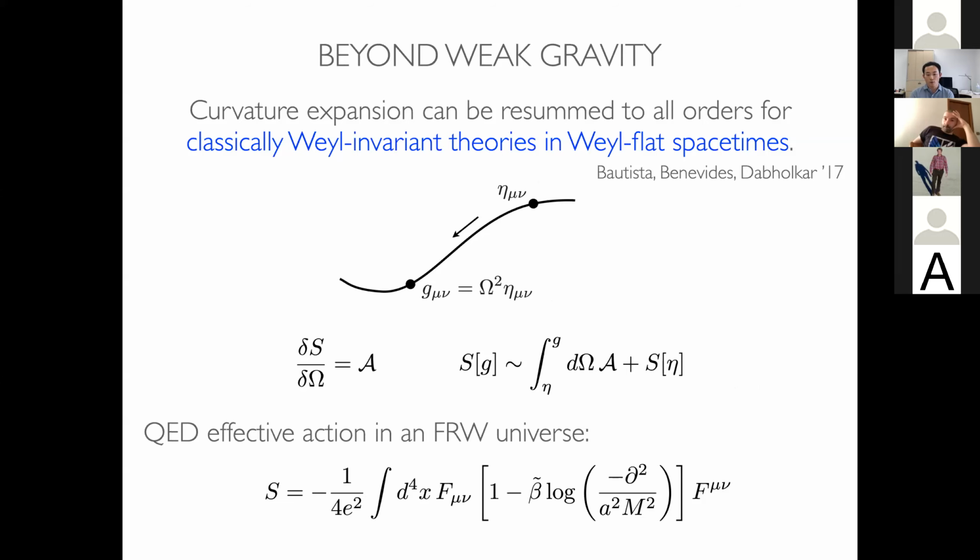For the photon in an FRW universe, at the one loop level, this is the quantum effective action, corresponding to adding up the curvature expansion up to infinite orders, which looks quite simple. So this beta is the beta function for the gauge coupling. A is a scale factor, and M is a renormalization scale. And the interpretation of this is very simple.